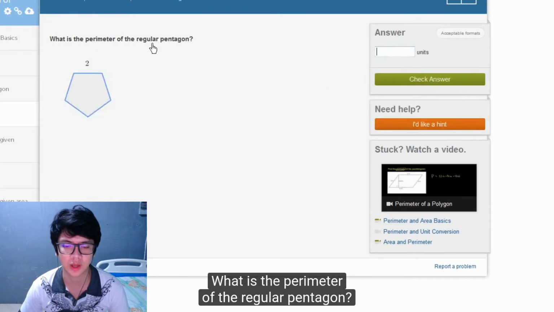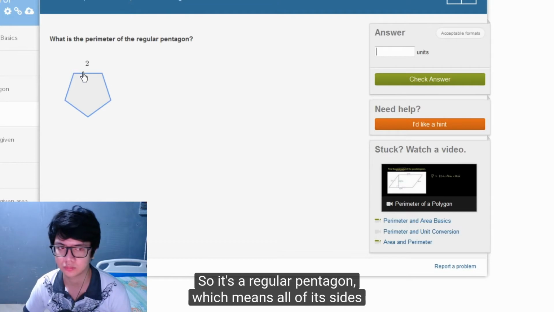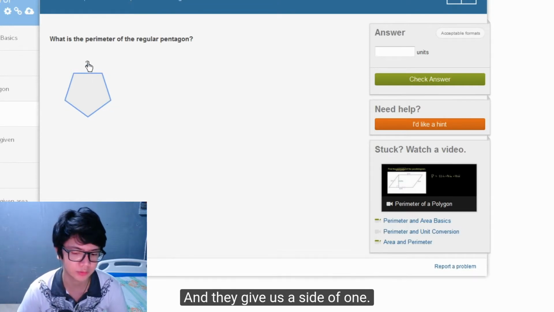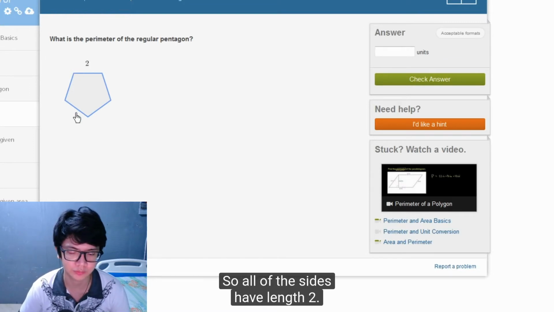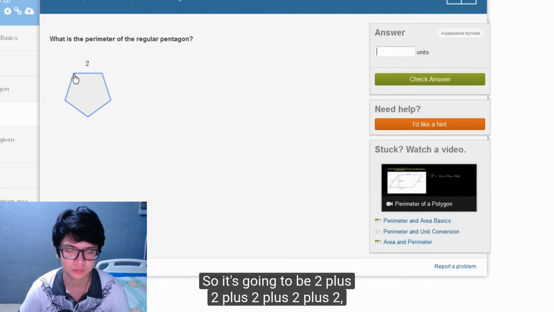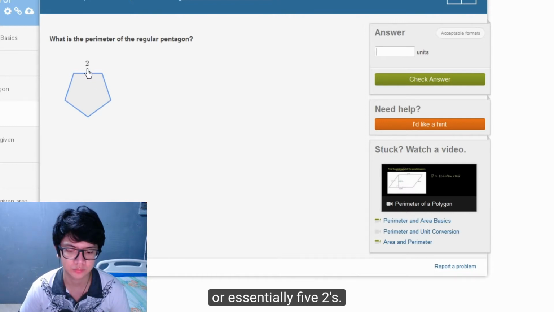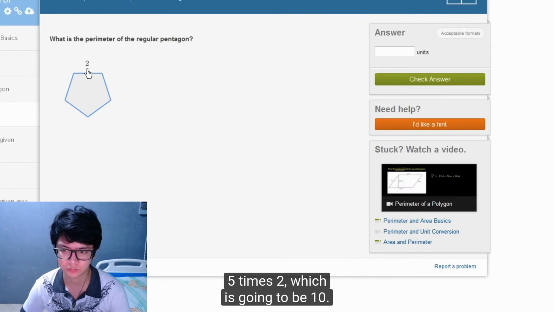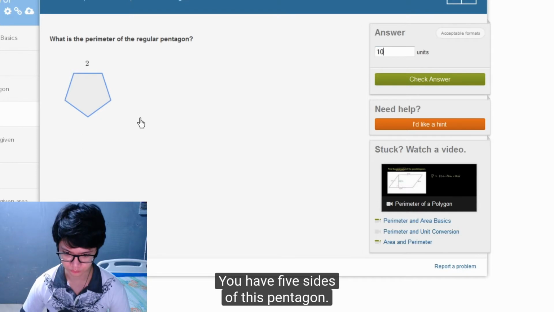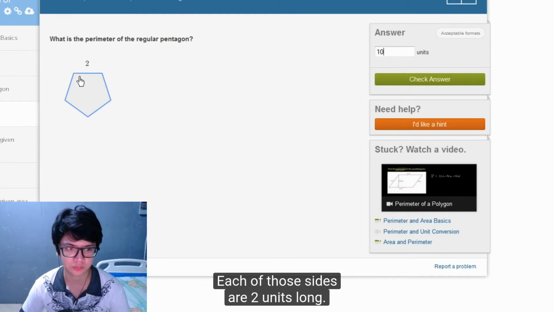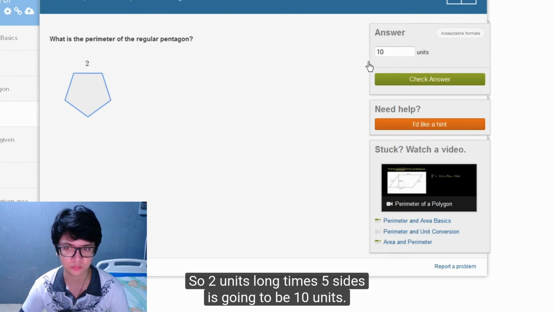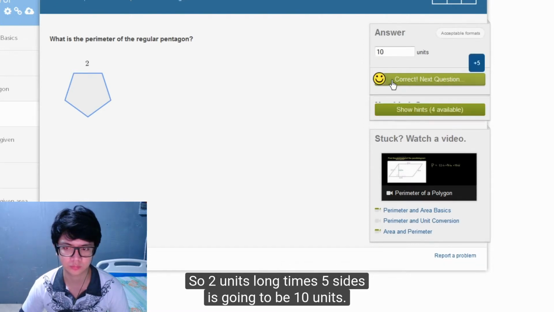What is the perimeter of the regular pentagon? It's a regular pentagon, which means all of its sides have the same length, and they give us the side of 1. The length of 1 is 2, so all of the sides have length 2. So it's going to be 2 plus 2 plus 2 plus 2 plus 2, or essentially 5 2s. Or another way of thinking about it is it's 5 times 2, which is going to be 10. You have 5 sides of this pentagon. Each of those sides are 2 units long. So 2 units long times 5 sides is going to be 10 units.